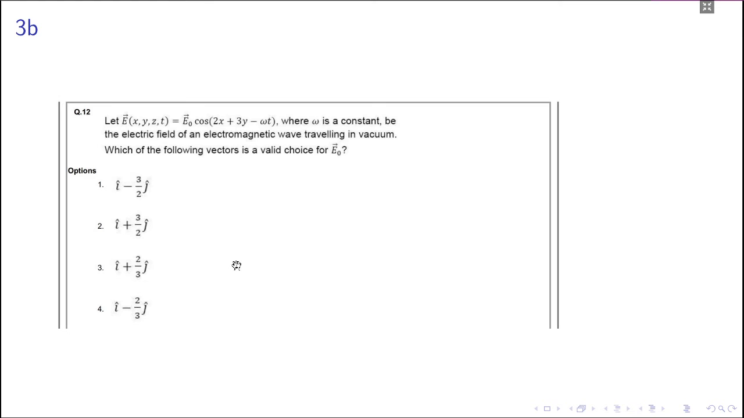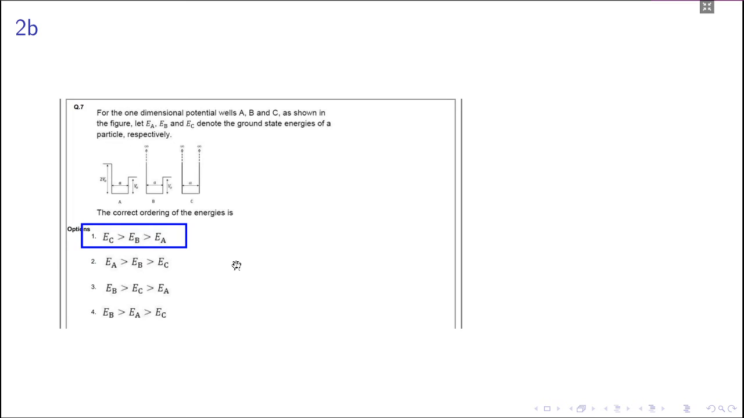Okay. Yeah, so you can see how easy this problem was.